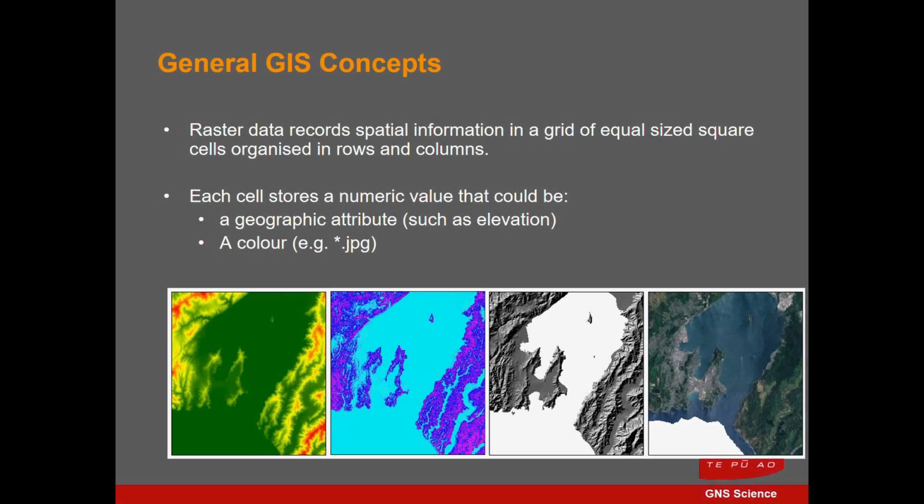The other form of data a GIS can use is raster data. Raster data records spatial information in a grid of square cells, generally equal sized, and these are organised in rows and columns. Each cell stores a numeric value, and that value could be related to a geographic attribute such as the elevation above sea level, or as we're more used to in raster data, a colour, a JPEG. So when you look at your photograph, basically it's giving you a value that relates to the colour.